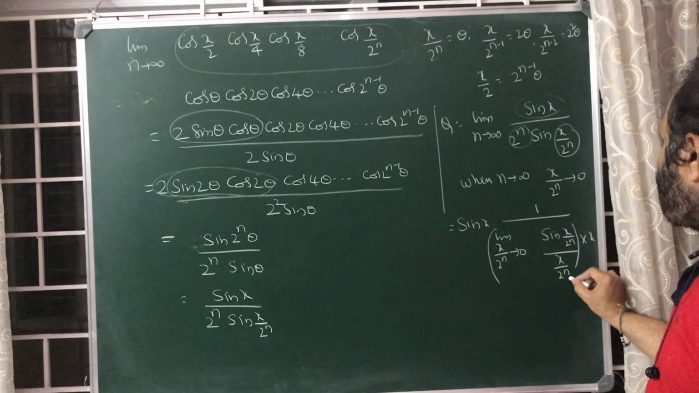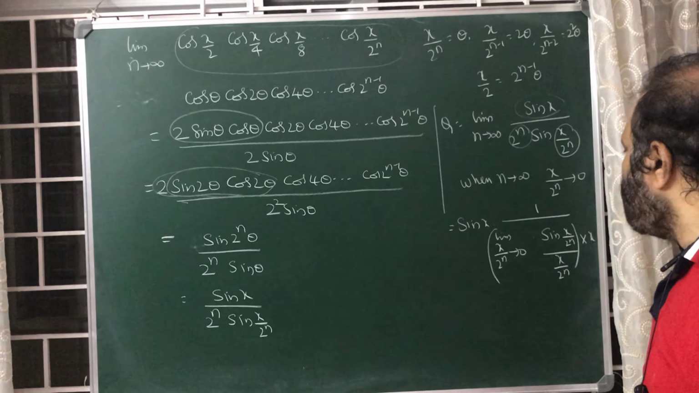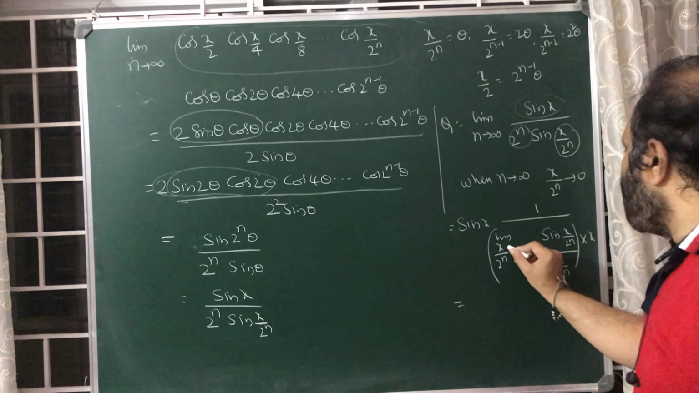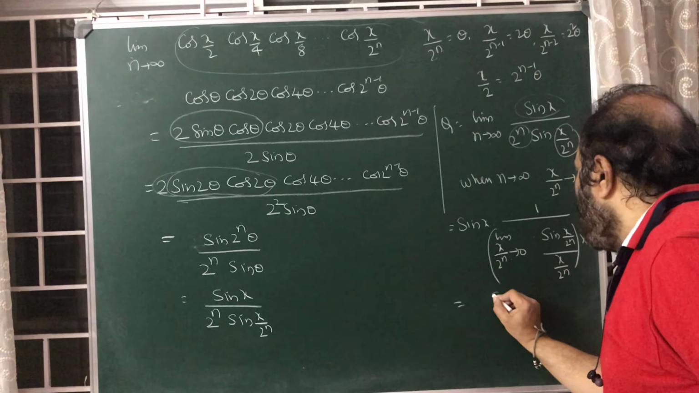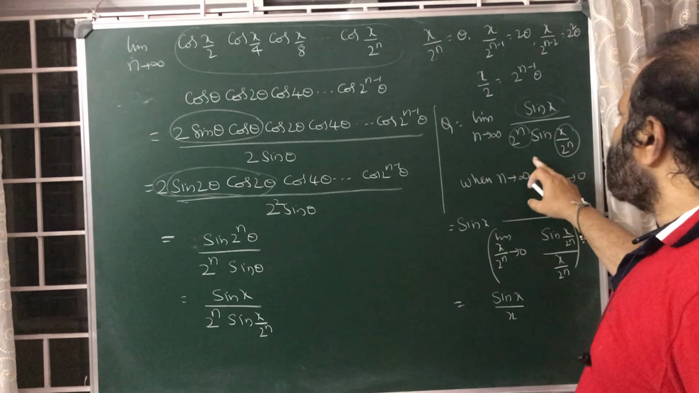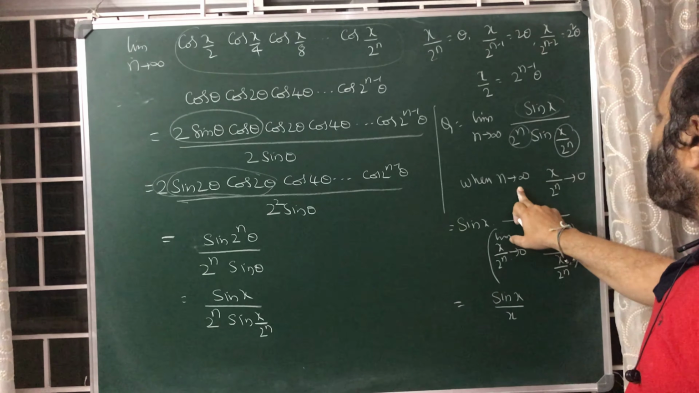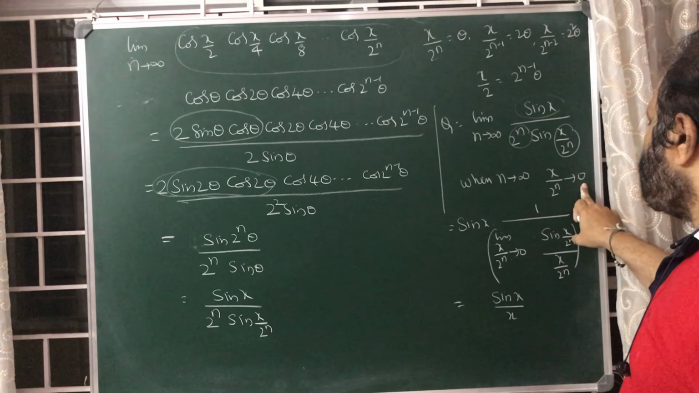Denominator by denominator, it will come to 2 power n. So finally this is like limit theta tends to 0 sin theta by theta. Hence it will be equal to sin x by x. Hence the final answer is sin x by x. Here the crucial part is whenever n is tending to infinity, x by 2 power n tends to 0.